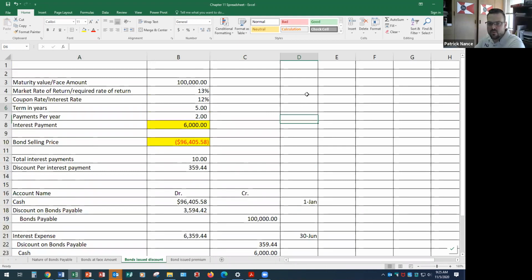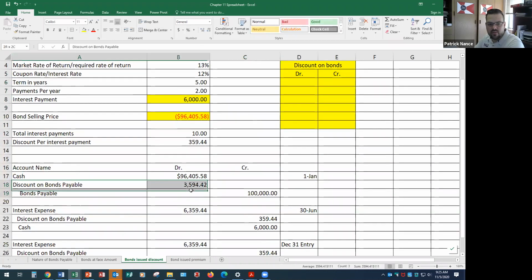Now, what does this do to my discount on bonds? So let's make a T account, discount on bonds. I'm going to do my debit side and my credit side. This isn't a journal entry. This is a T account. So this is a balance just on one single account. So you've got to think of it that way.